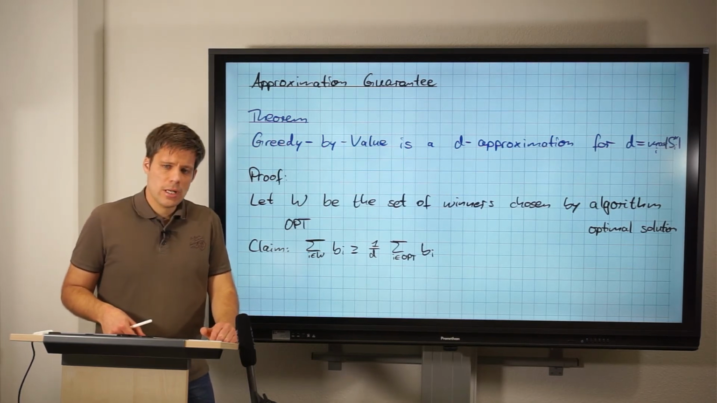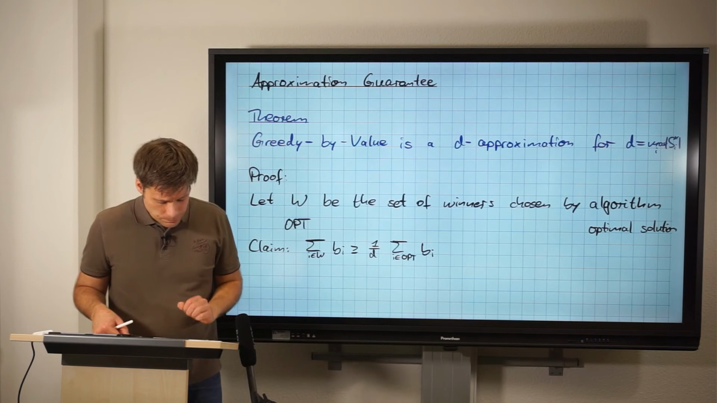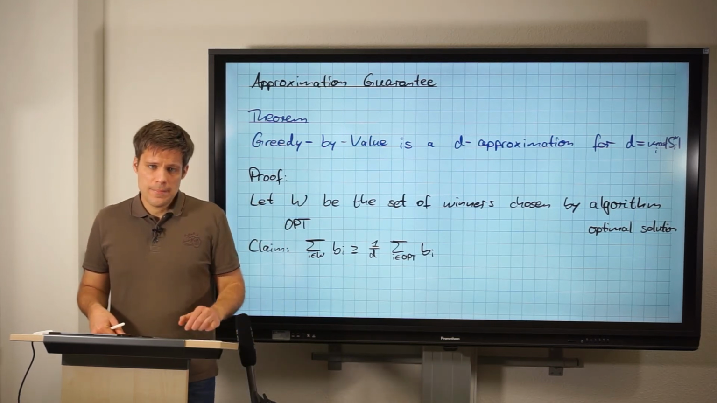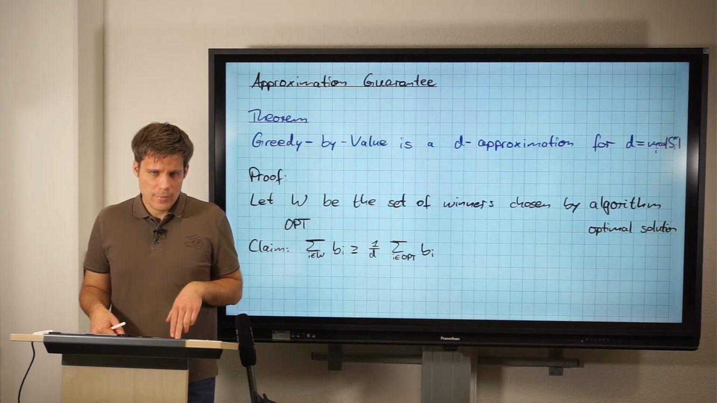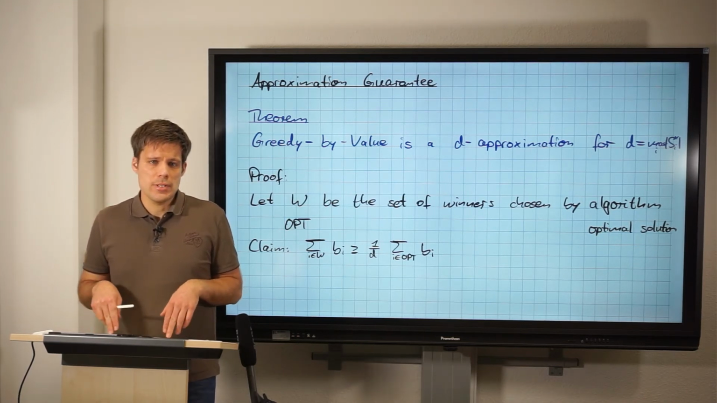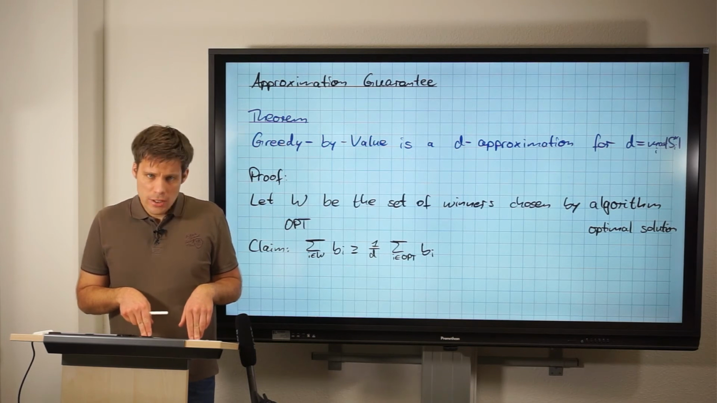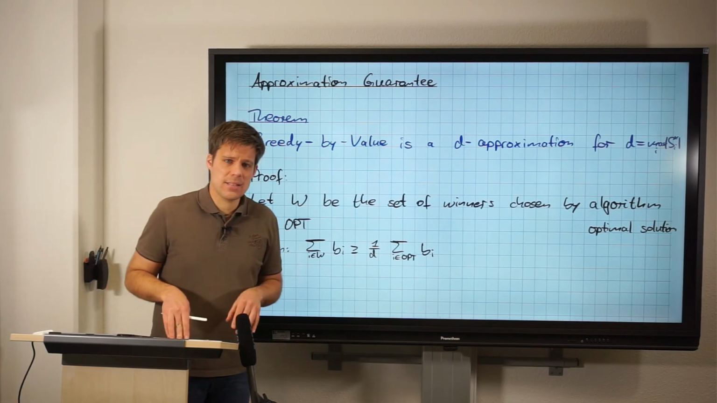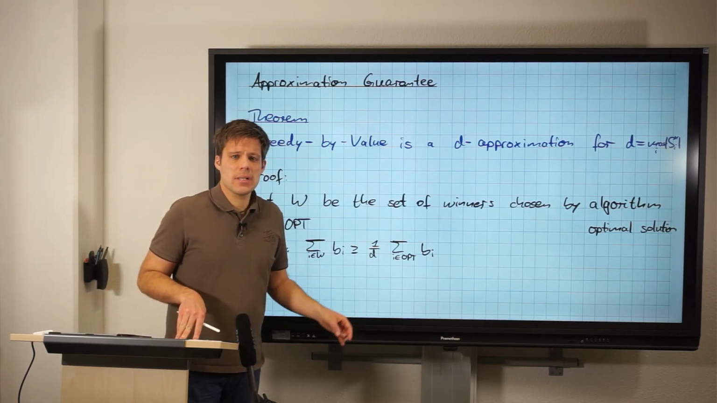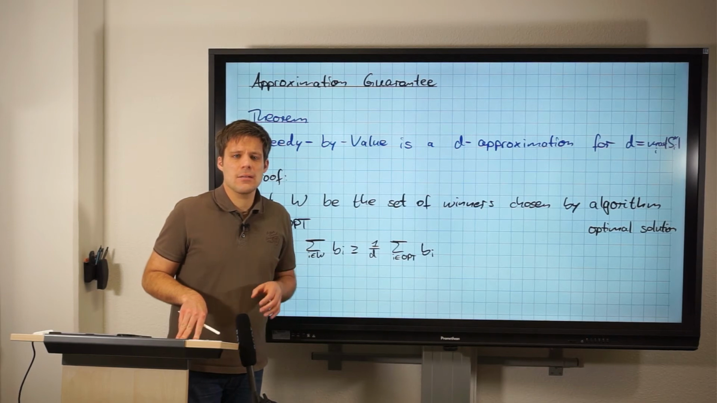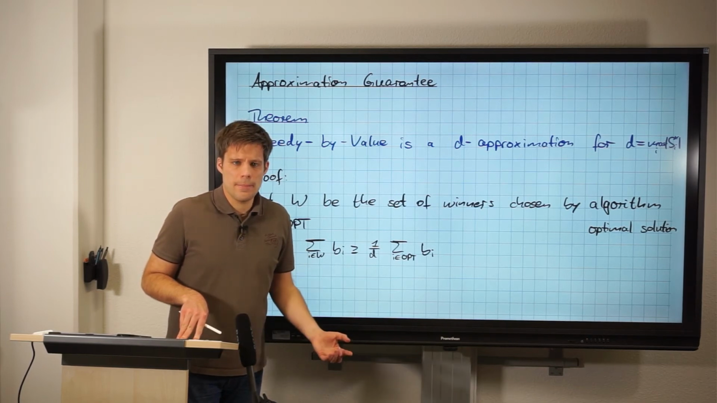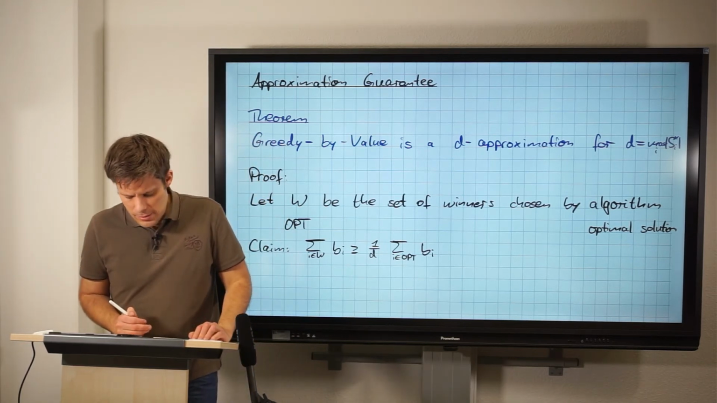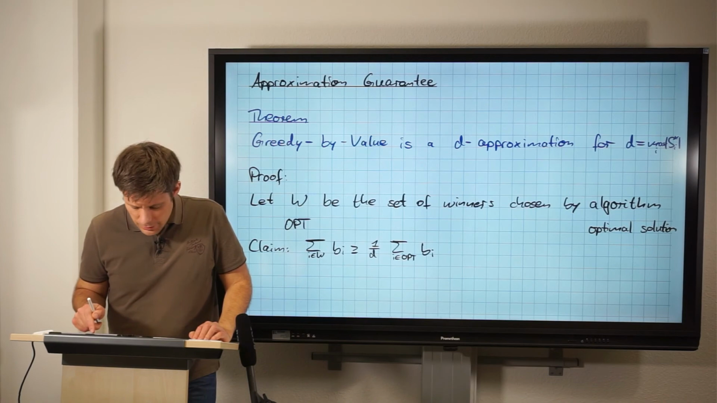How do we show such a thing? We now do a simple charging argument. Namely, we say that every bidder who is in opt could, in principle, get the items unless some other bidders have taken items away before. And more precisely, we'll do this as follows.